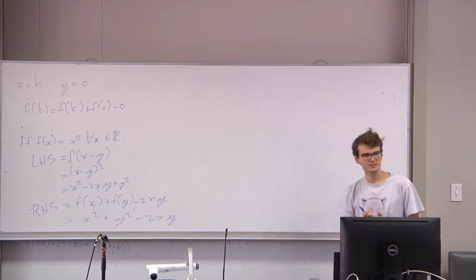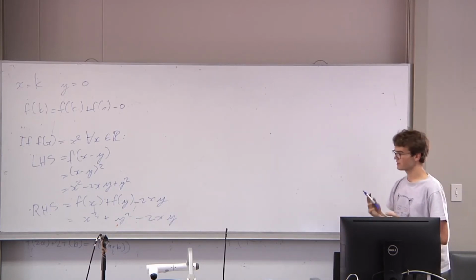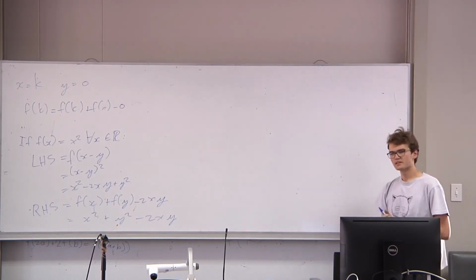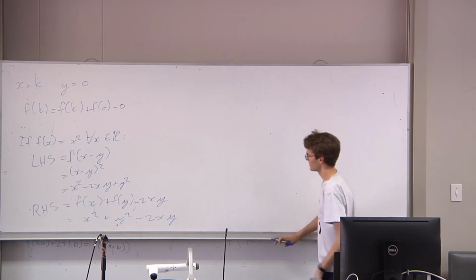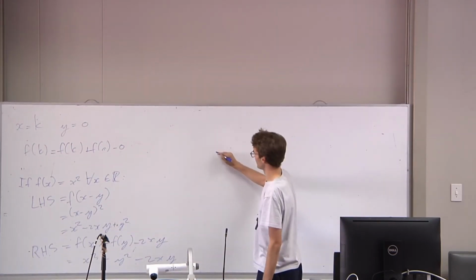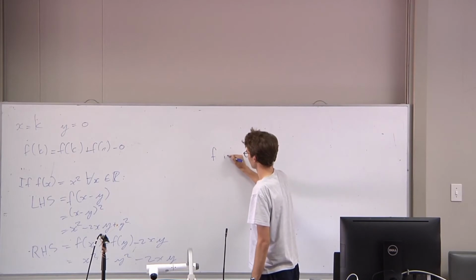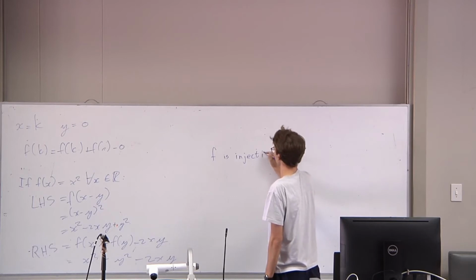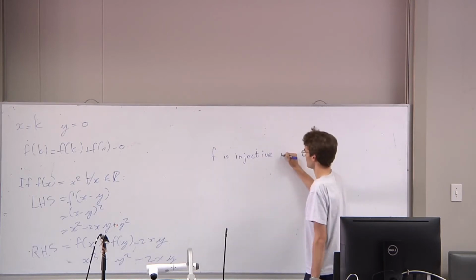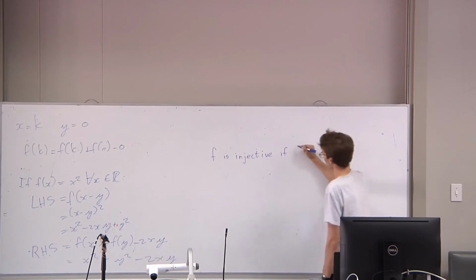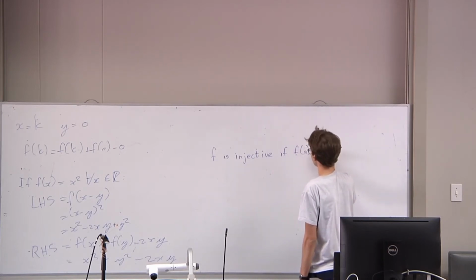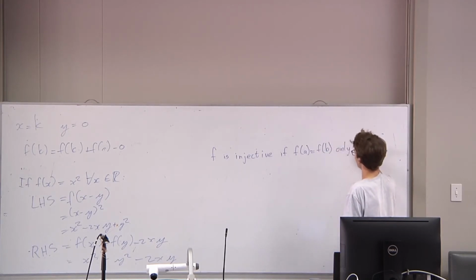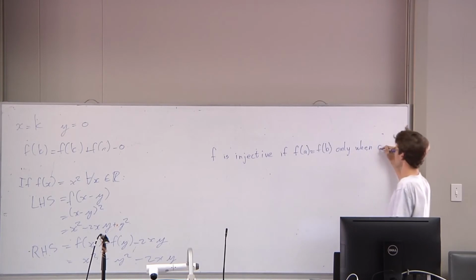So for functional equations, there isn't really a lot of theory involved, because it is just plugging in values and seeing what you get. But a few important terms that you should know is that f is called injective if f of a equals f of b only when a equals b.